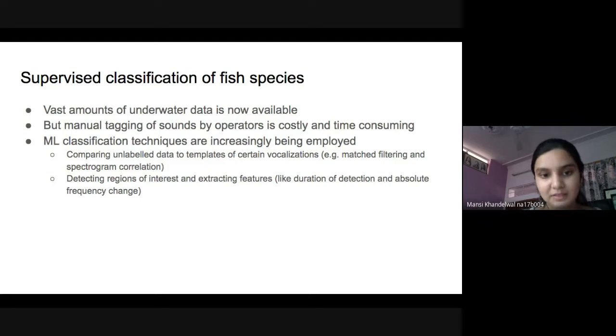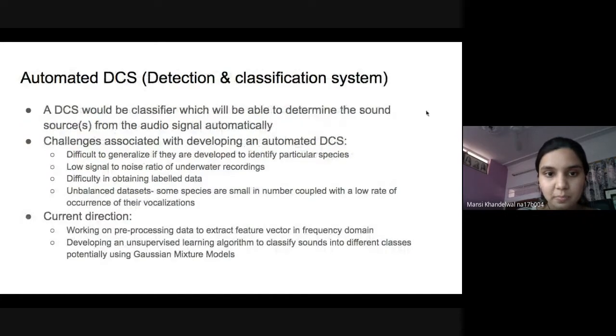And the second way to do supervised classification is by extracting features and detecting the sound durations of these fish calls, where we can detect what is the absolute change in the frequency. I showed you some graphs, so you could have seen that the frequency ranges change over time. So what's the absolute change? We can extract these frequency features and then run supervised algorithms to figure out what kind of species the sound belongs to. Right.